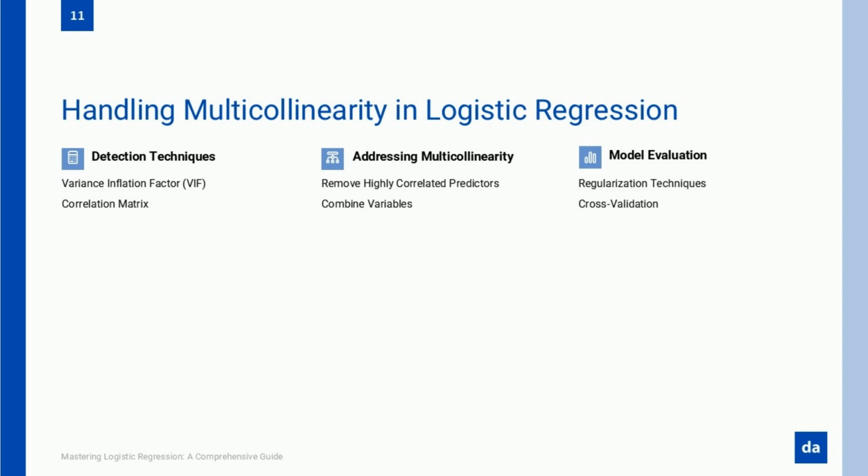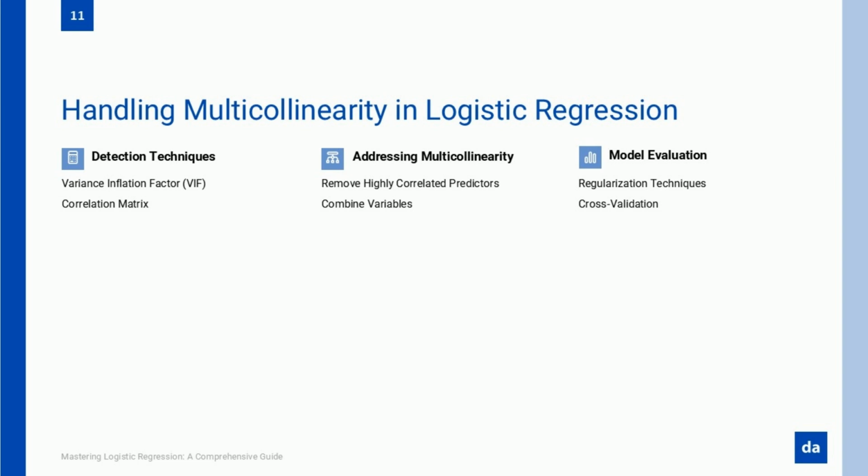Why is this a problem? Because when independent variables are too closely related, it can make our logistic regression unstable. The coefficients can become wildly inflated, switch signs unexpectedly, or even become meaningless. In short, multicollinearity makes it hard to tell which variables actually matter.